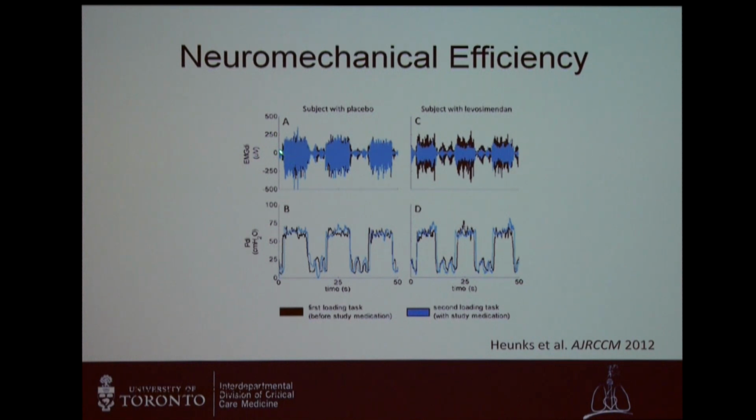And what you can see is that while in the patient who receives placebo, the pressure generation and degree of EMG activity are similar before and after the administration of placebo. Whereas with levosimendan, you achieve the same pressure generation, basically because that's a function of the loading task, but the EMG activation required to achieve that pressure is much lower. And so when you quantify that ratio by the pressure divided by the root mean square of this EMG, you basically have a way of quantifying the neuromechanical efficiency or coupling of the muscles.